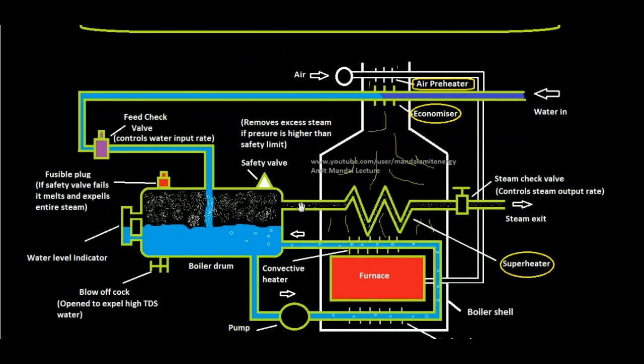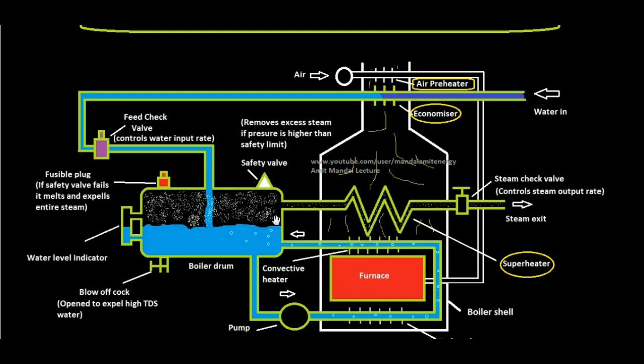Ultimately that steam passes through the superheater, which takes the heat from the flue gases coming from the furnace itself. After delivering heat to the radiant and convective heaters, the flue gases still have energy, so that energy is used in the superheater. In the superheater, that steam is further superheated and comes out. That's it. This is the main process happening inside the La Mont boiler.